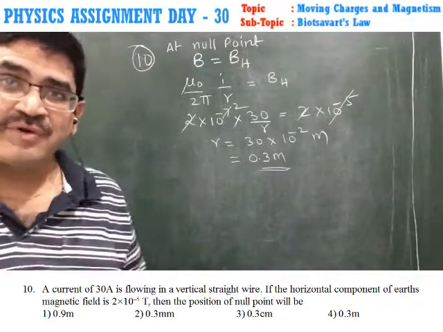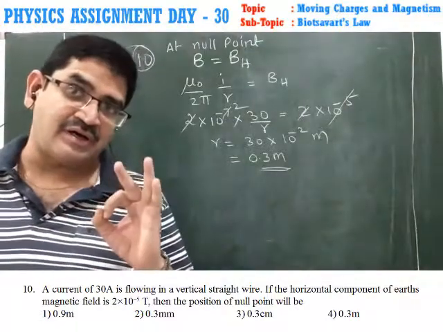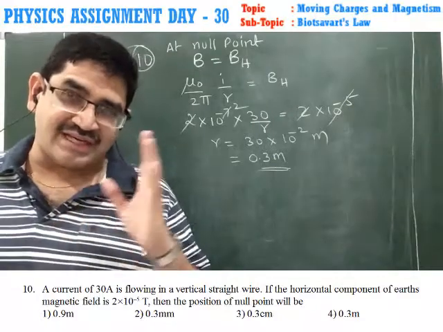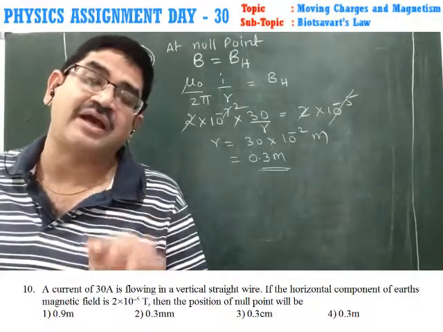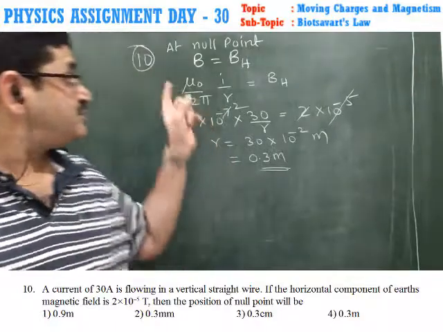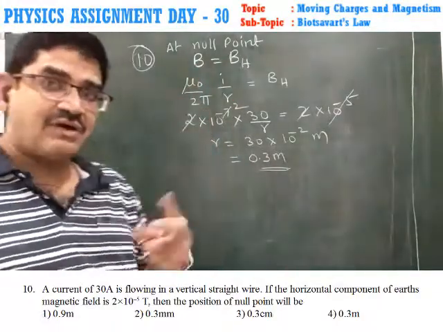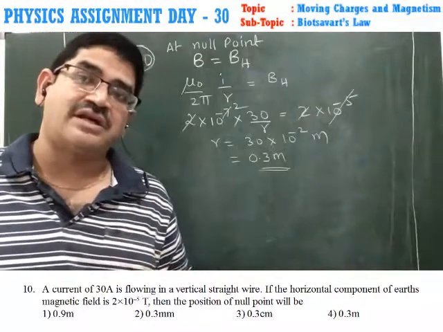So when we get null point, at null point always remember B equal to BH. So field due to earth magnetic field is exactly equal to field due to the current carrying conductor. So when both become equal, you will get a null point, resultant field 0. So both equal and opposite, then you will get resultant 0.